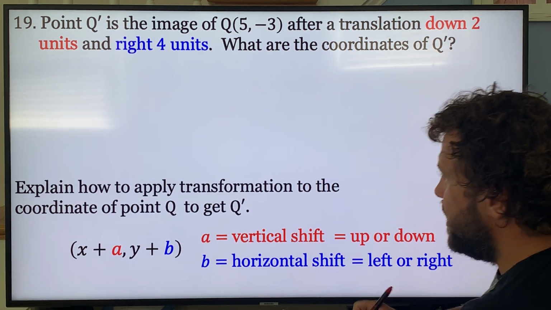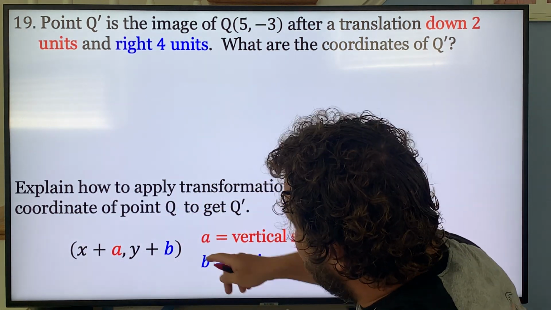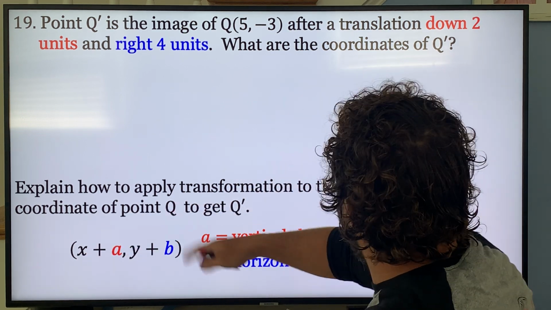You messed up that. All right. So X is your left to right. Y is your up and down. So this number is how much you change left to right. This number is how much you change up and down.